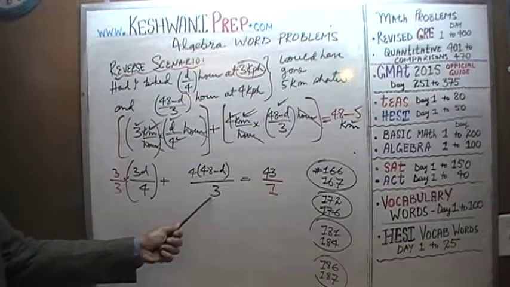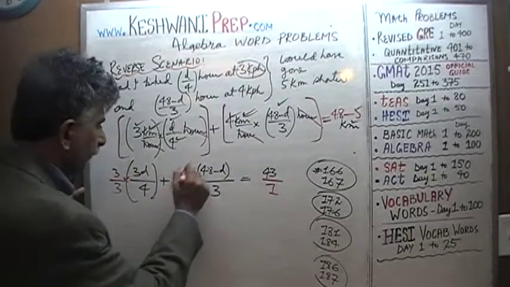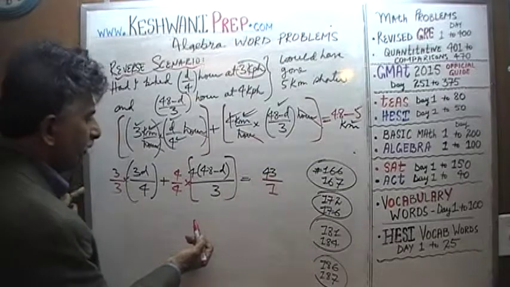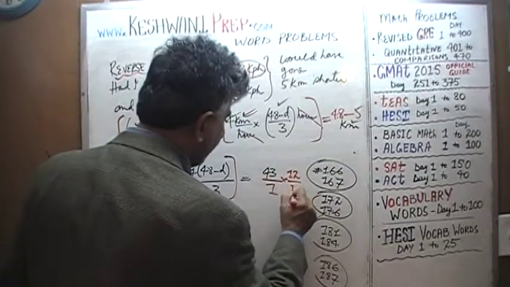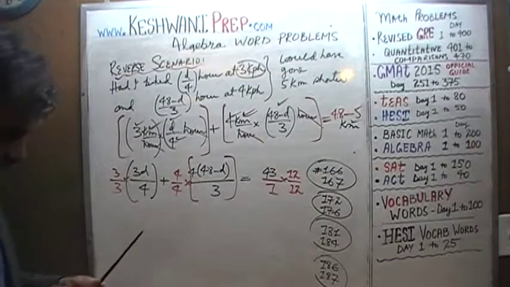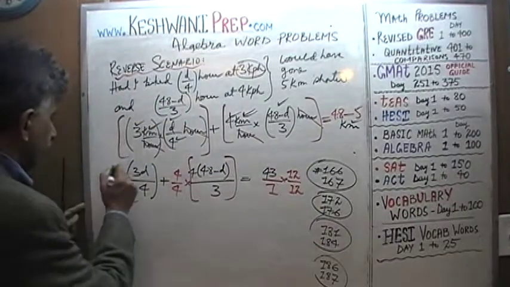Here we have a denominator of 3. We want a 12, so let's multiply this quantity by 4 over 4. And similarly here, we're going to multiply it by 12 over 12. That's it. Now we can go on to the next step.